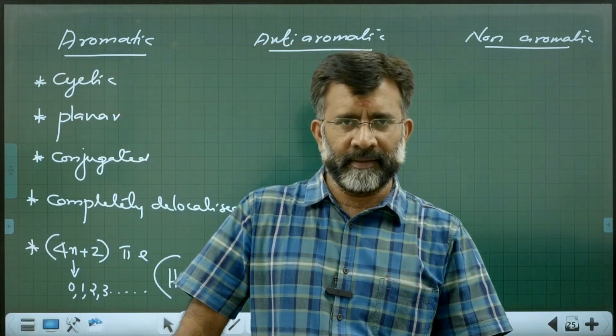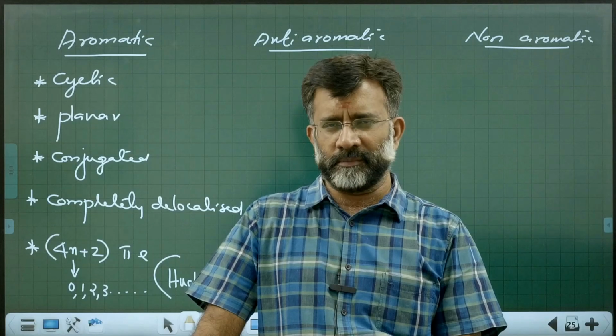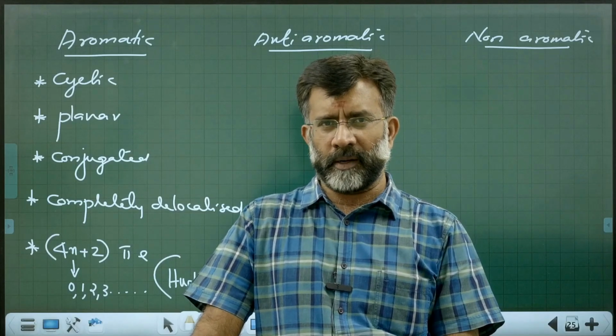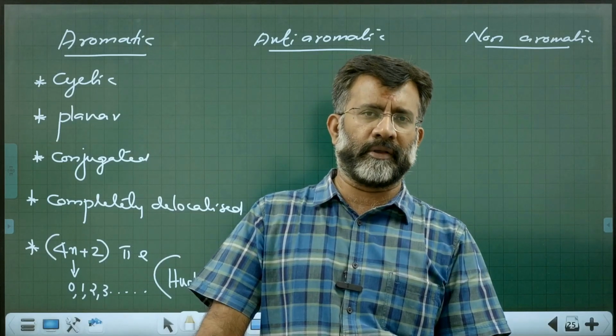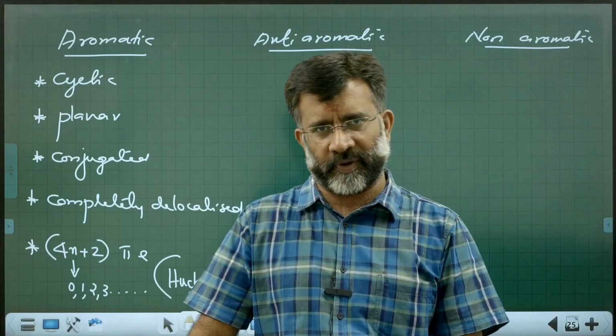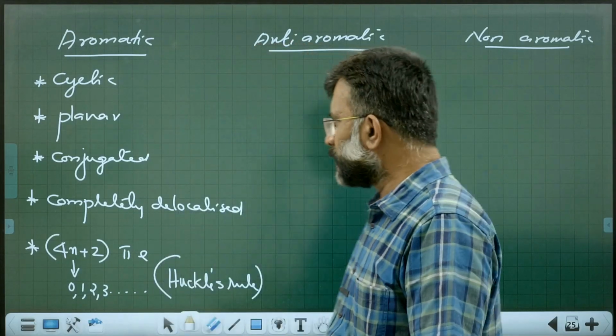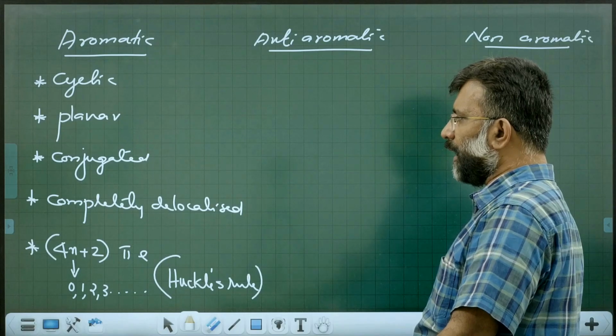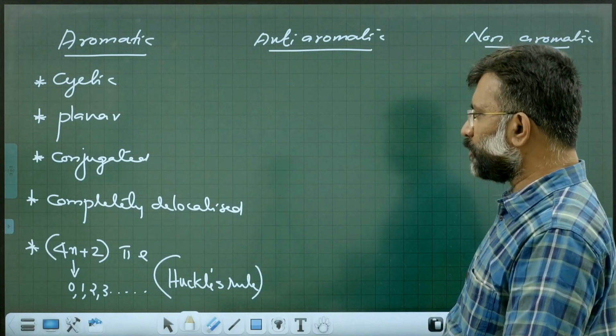Right? This Huckel's rule is limited to simple molecular systems. Not necessarily always in bigger molecules do you find Huckel's rule is satisfied. Not necessarily. So any such system is expected to be aromatic.